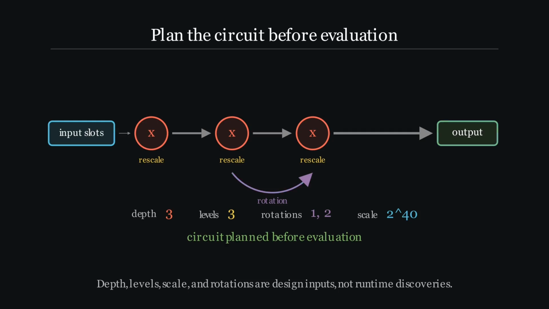These are design decisions made before private input arrives. The evaluator does not improvise a missing level or rotation key at runtime. Scene 4 can now examine how public, secret, relinearization, and Galois keys provide exactly the capabilities this planned circuit requires.